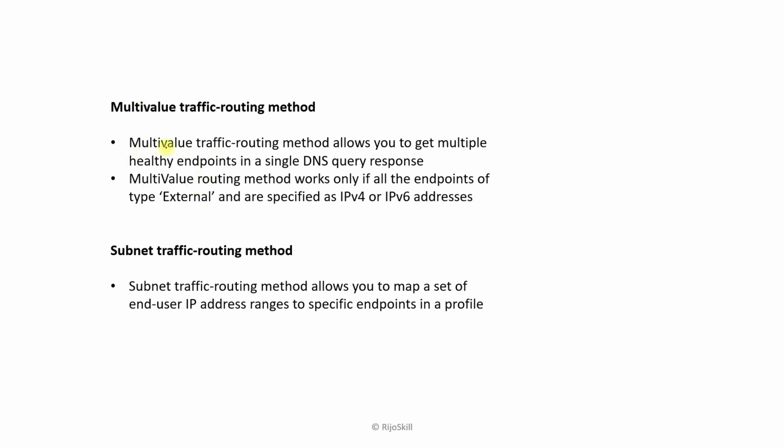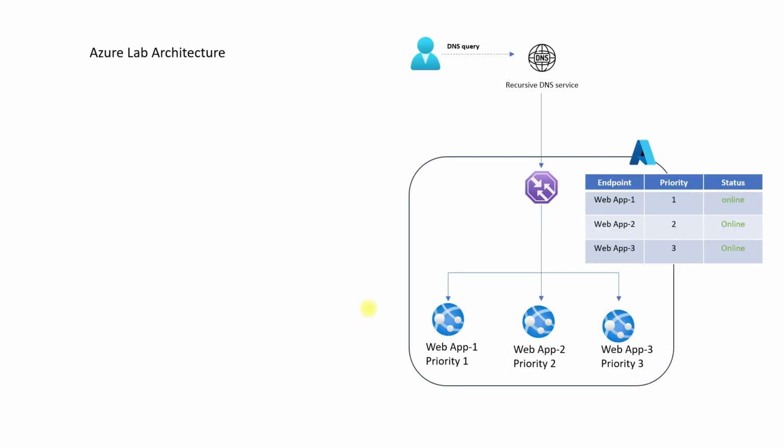The multi-value traffic routing method allows you to get multiple healthy endpoint values in a single DNS query response. And the multi-value routing method works only if the endpoint type is external and is a specific IPv4 or IPv6 address. Next one, the subnet traffic routing method. It allows you to map a set of end user IP address ranges to a specific endpoint in the profile. So multi-value and subnet traffic methods are entirely different. Subnet traffic routing is calculated only based on your end user IP address range, and multi-value will be checking your health probe.